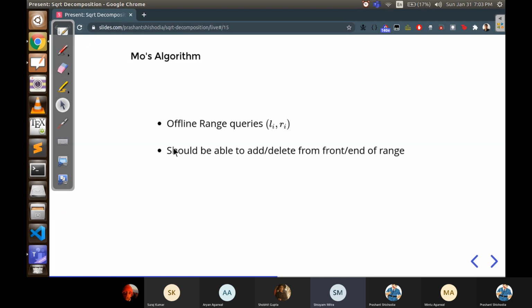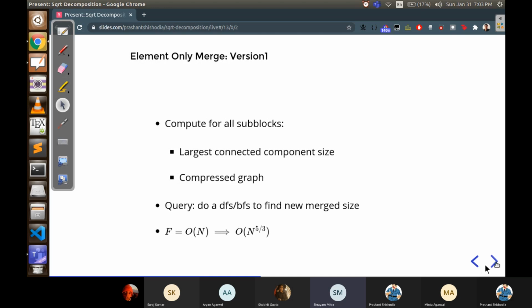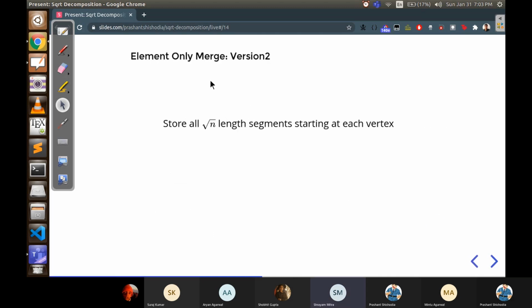While you said that pre-computing, we can merge all the elements between I and I plus root n to the other ranges. But there would be around root n ranges, so won't it be n square total? Can you give me a minute? Where? Here in version 2.